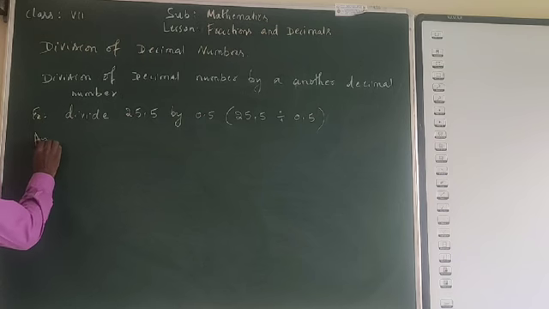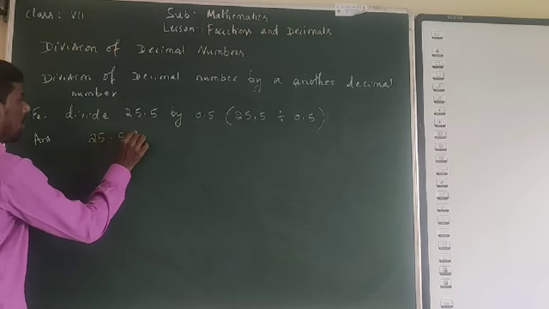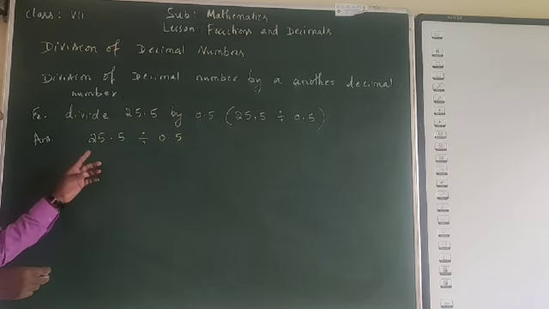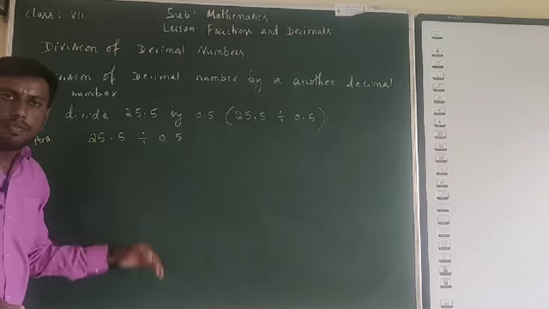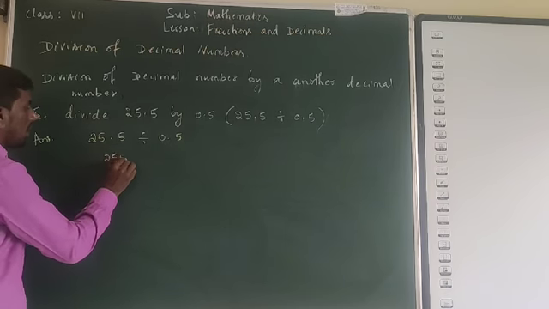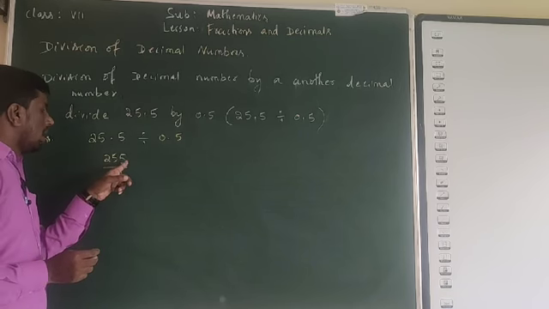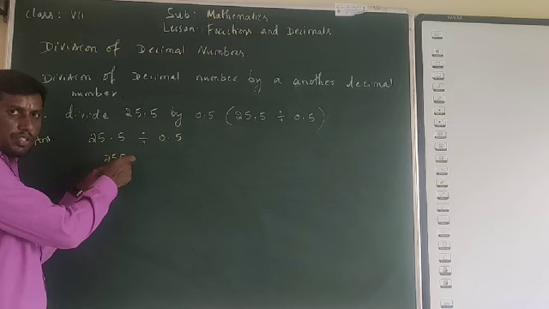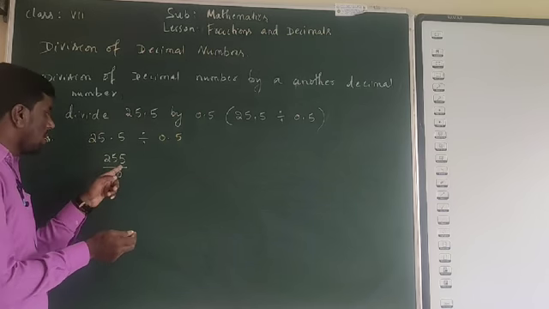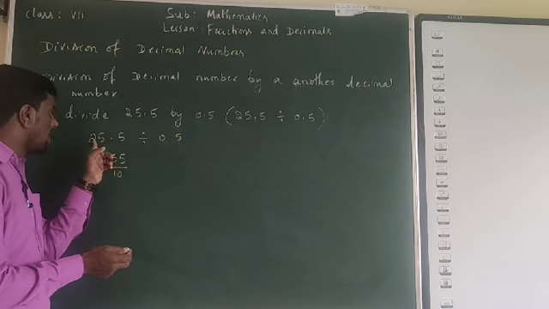So the answer. We have 25.5 divided by 0.5. So we will write 25.5 in terms of a fraction. To write 25.5, it is 255 by 10. By default I have a decimal point at the end, so it has to go left how many places? One place, because of 10. If you divide it, you will get the decimal point here, it will be 25.5, correct?